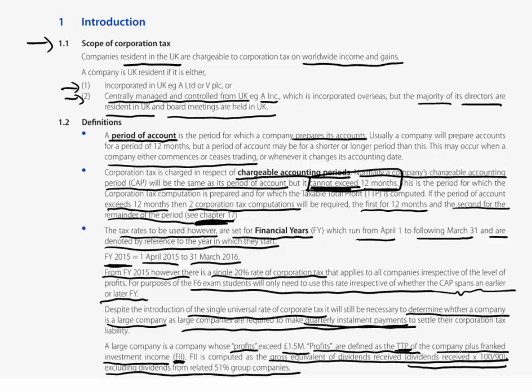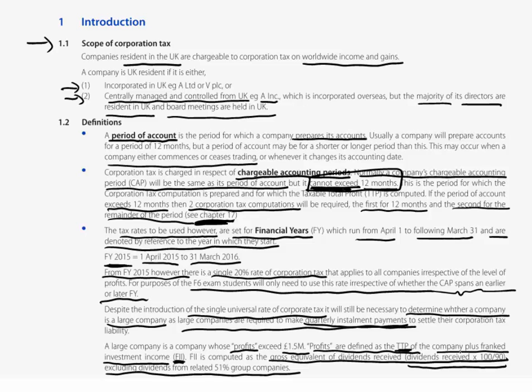One that is either incorporated in the UK or is centrally managed and controlled from the UK. We look at where the directors live, where the directors meet for their board meetings. If we have a UK resident company, then we must prepare a UK corporate tax comp, and the company, as we've said, will be liable on its worldwide income and gains.